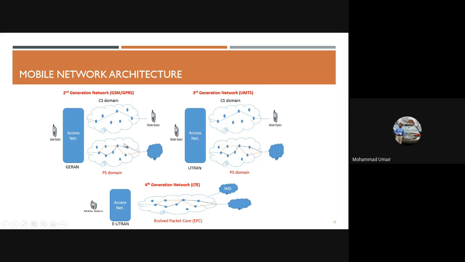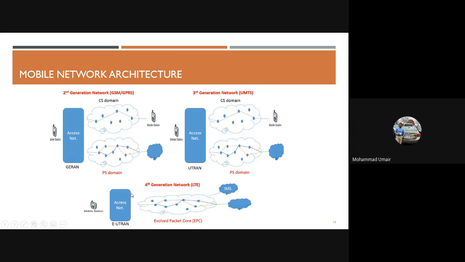Since I told you that 2G and 3G supported both circuit switched and packet switched domains, there were two core networks associated with each radio network. Whereas from 4G onwards, since it is supporting only packet switched, there was only a single core network. And then with every technology, the name of the radio network has changed. In 2G, it was called GERAN. RAN stands for Radio Access Network. In 3G, it was called UTRAN, or Universal Terrestrial Radio Access Network.